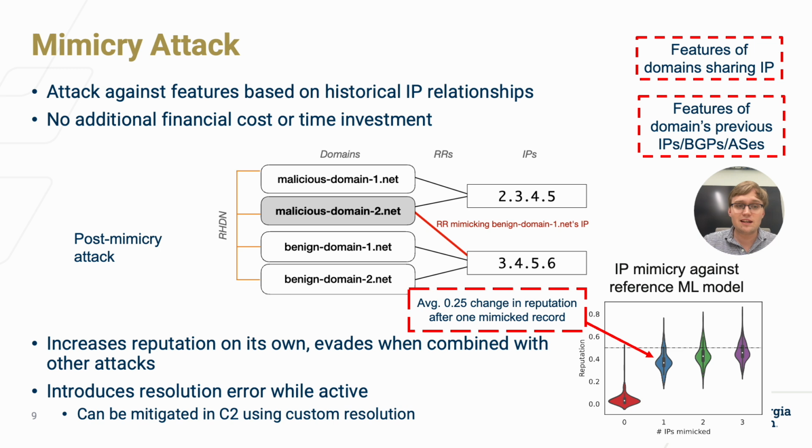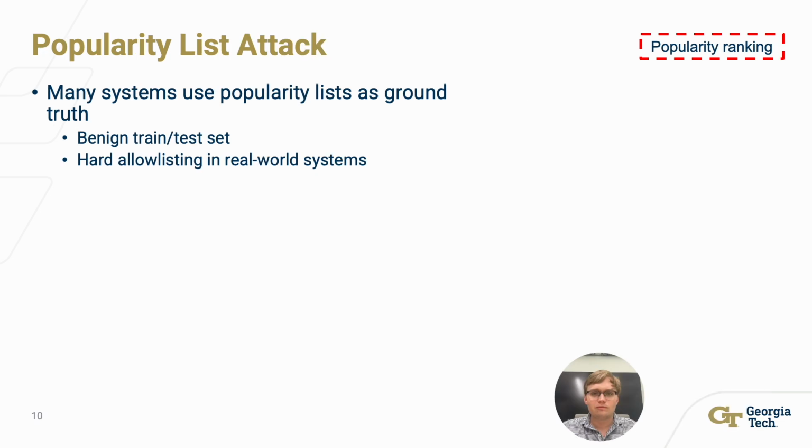This can usually be mitigated by using the historical references. Most of these reputation systems use historical records, and so you can prime the model with these historic records while you're doing the mimicry attack, and then once the actual campaign starts, you can stop performing the mimicry attack. Even when current IP addresses are used, however, a C2 communication can mitigate this using custom resolution software.